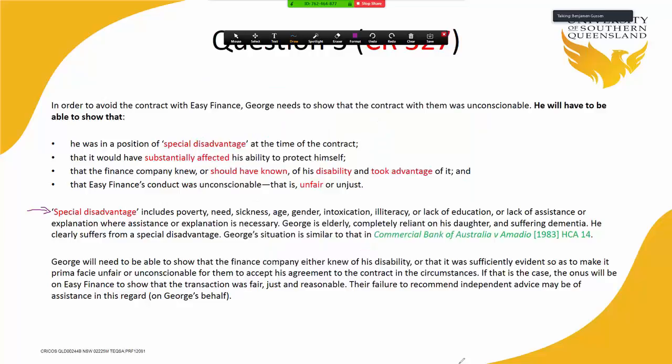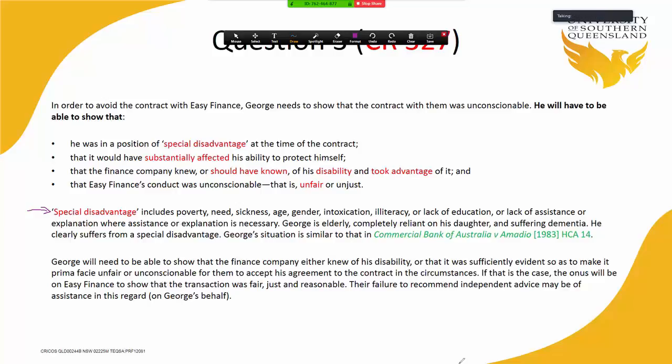No inferences, please. Okay? Poverty, need, sickness, age, gender, intoxication, illiteracy or lack of education, or lack of assistance or explanation where assistance or explanation is necessary. So they say George is elderly, 73, completely reliant on his daughter, and suffering dementia. Okay, he clearly suffers from a special disadvantage. George's situation is similar to that of Amadio.